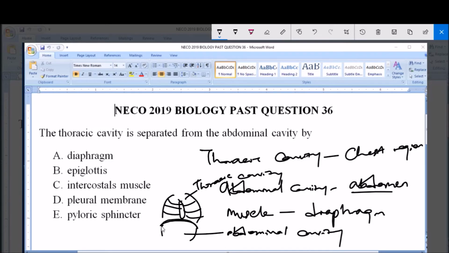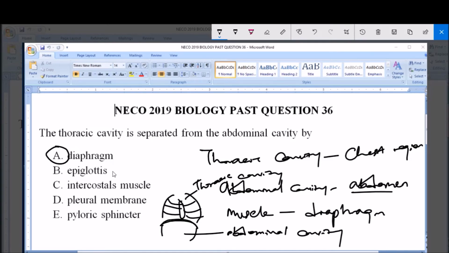So the diaphragm is a muscle that stands between this thoracic cavity, that's the chest region, and the abdomen. So the answer to this question is option A, the diaphragm. The diaphragm is a muscle, and it also assists in inspiration and expiration. It separates this thoracic cavity from the abdominal cavity.